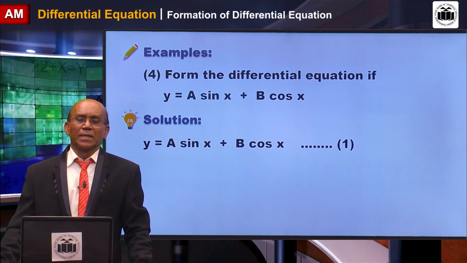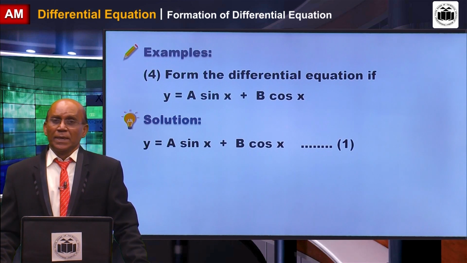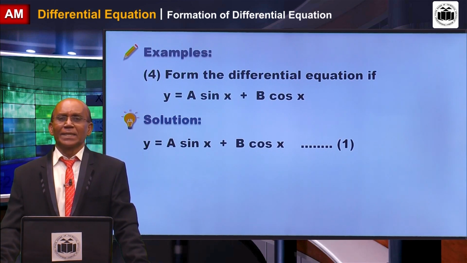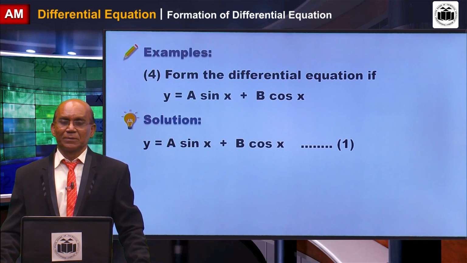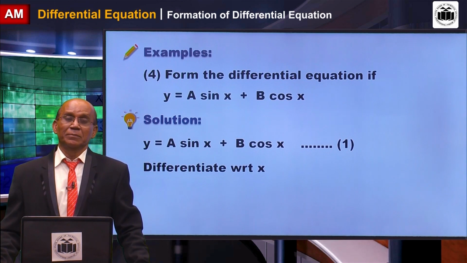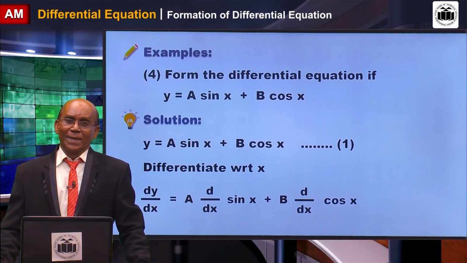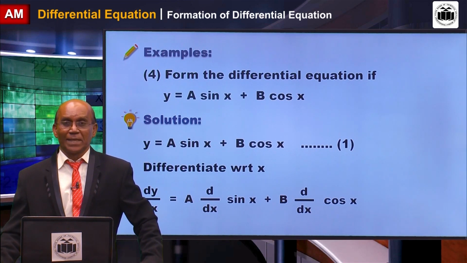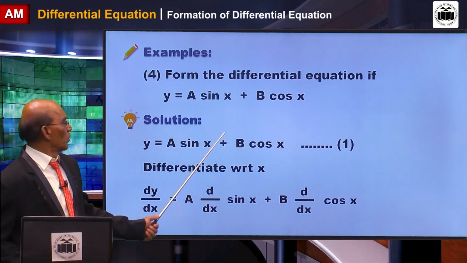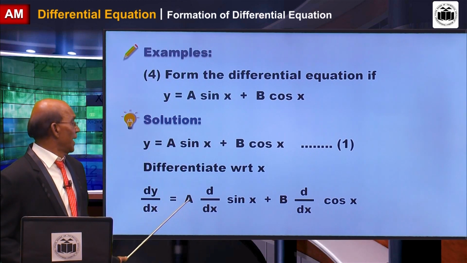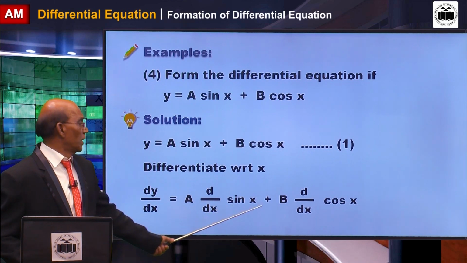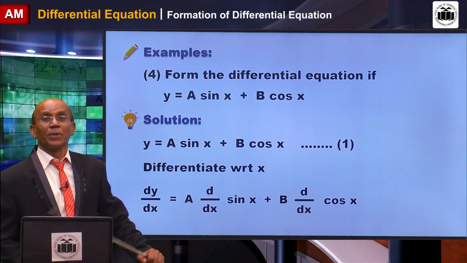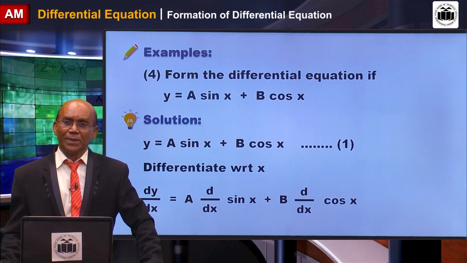Now the solution for this example: it is given that the expression is y equals a sin x plus b cos x. Differentiate with respect to x. So d by dx of y equals a into d by dx of sin x plus b into d by dx of cos x. Now here we are going to use one rule, one of the rules given in derivatives.